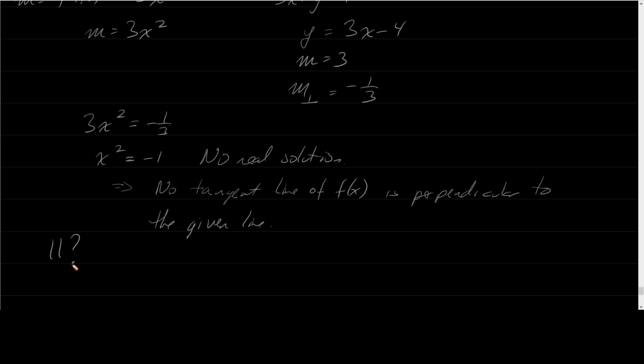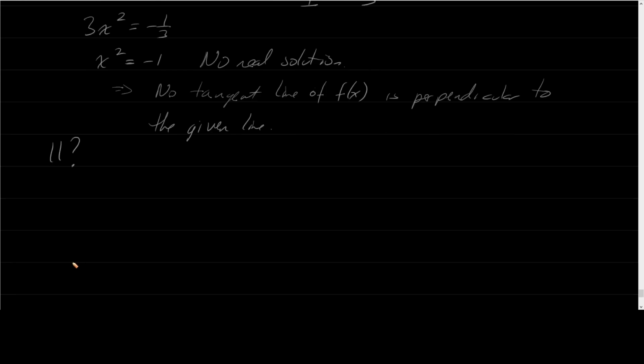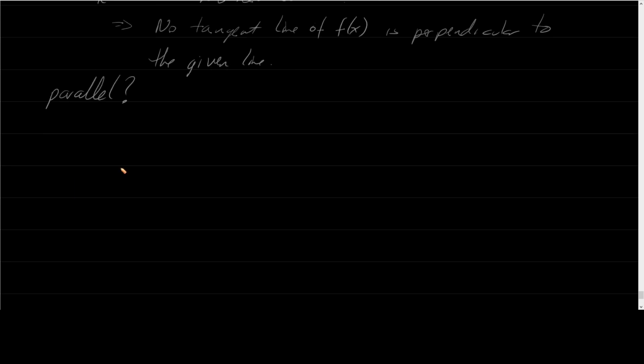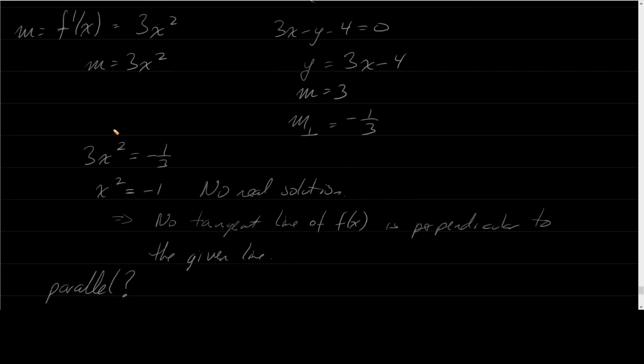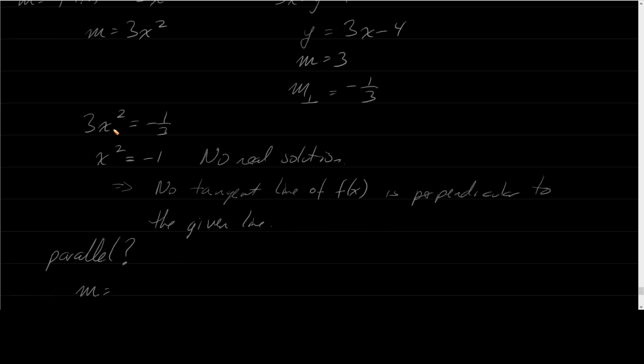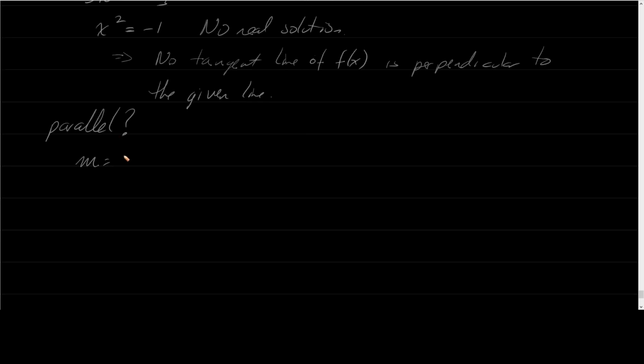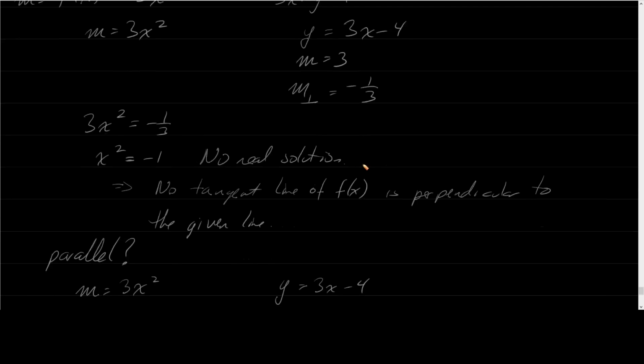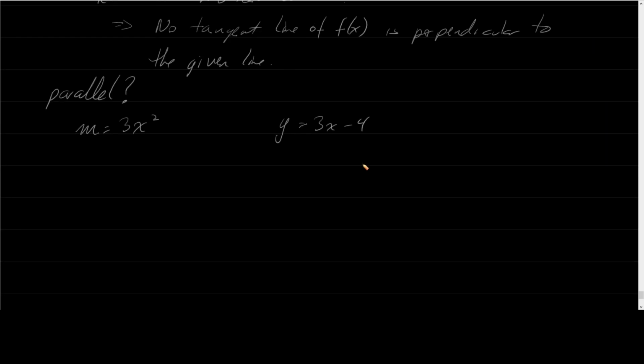But what about parallel? So what was the slope that we had? M was 3x squared, and the equation of the line was y equals 3x minus 4, right? Let me just verify that. Yes. So in there, we had that the slope is just 3.